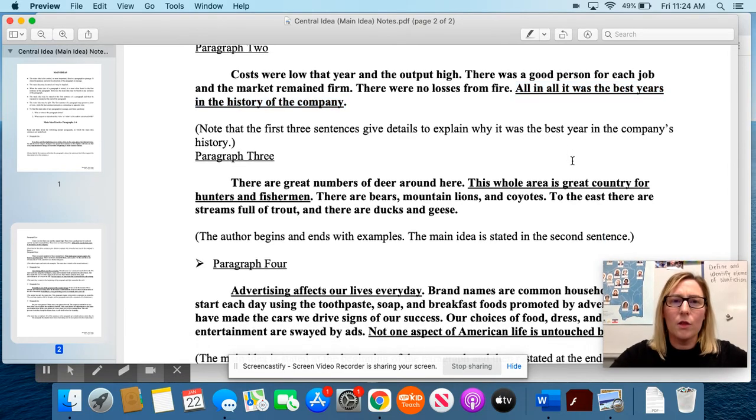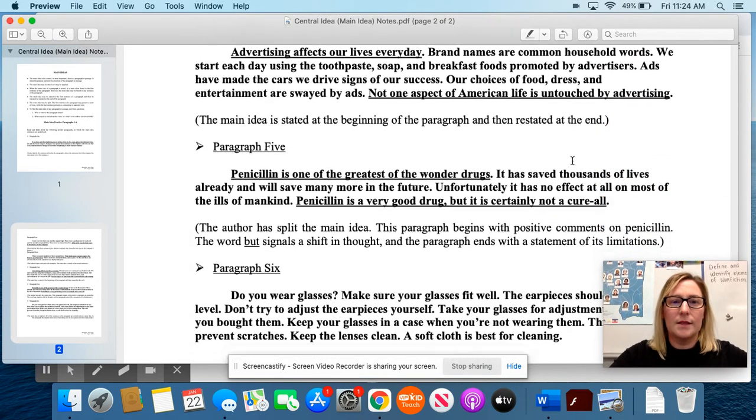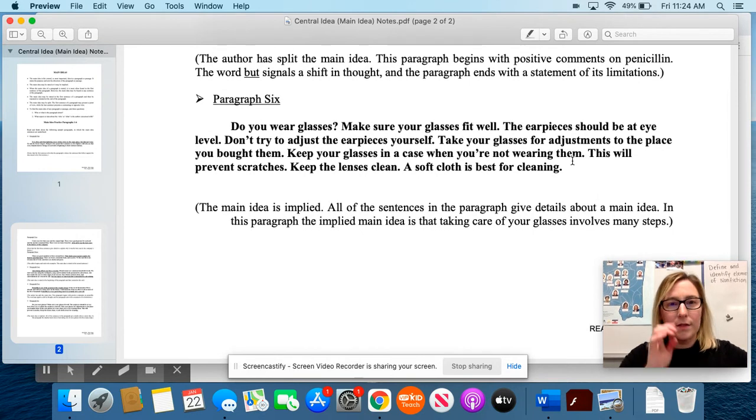Okay, I want to look at one where the main idea isn't actually stated. So we're going to look at paragraph 6. It says, "Do you wear glasses? Make sure your glasses fit well. The earpieces should be at eye level. Don't try to adjust the earpieces yourself. Take your glasses for adjustments to the place you bought them. Keep your glasses in a case when you're not wearing them. This will prevent scratches. Keep the lenses clean. A soft cloth is best for cleaning."